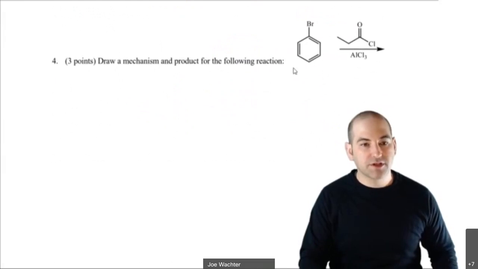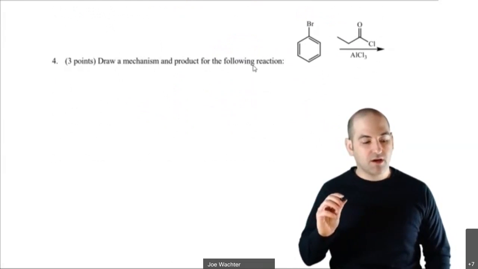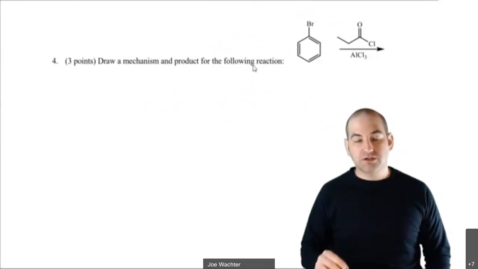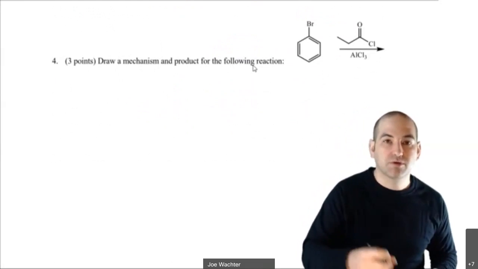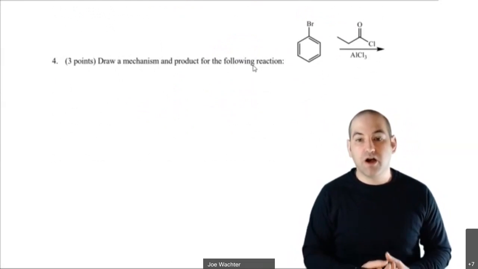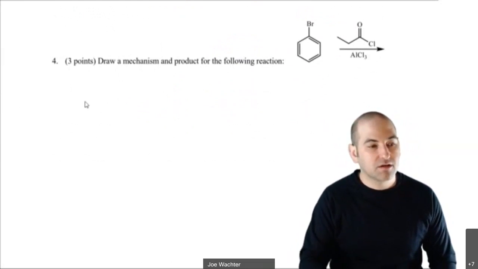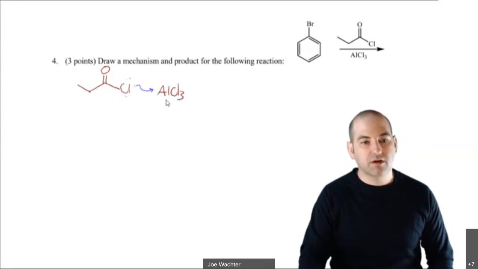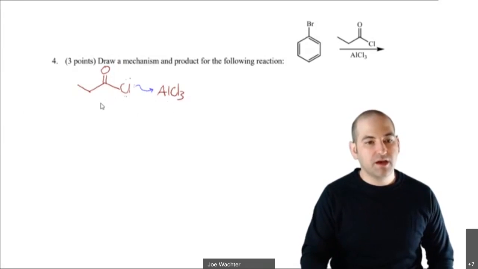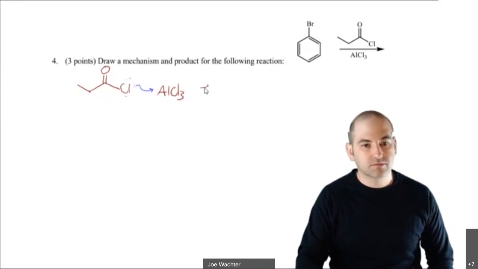All right, and so for this one, and this is true for the final also. When it asks you to draw a mechanism or a curved arrow mechanism, that means every step has to be accounted for. So every time there's a protonation or a deprotonation or whatever happens, you have to draw that. So in this case, we first make the electrophile by attaching the chlorine to the aluminum and then having it kind of come off as a leaving group.